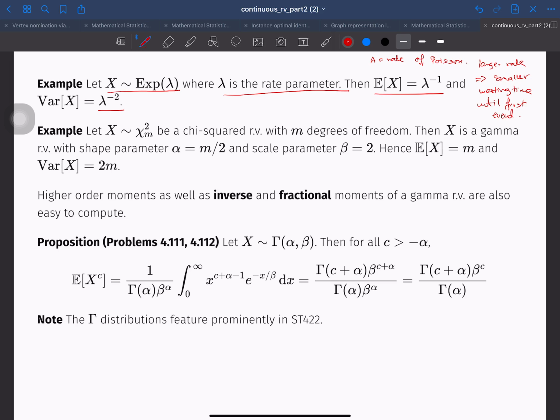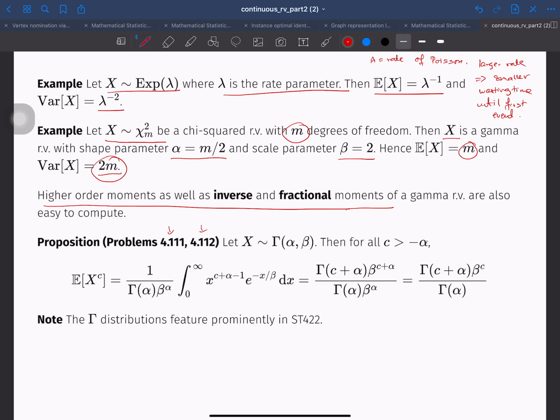As another example, if x is chi-squared with m degrees of freedom, then x is gamma with shape m over 2 and scale 2. So the mean is now alpha beta, that is m, and the variance is alpha beta squared, so that's 2m. The nice thing, the very beautiful thing about the gamma distribution is not only do you have a simple expression for the mean and variance, it turns out you also have a simple expression for any fractional or inverse moment. So this is problem 4.111 and 4.112 in your textbook.